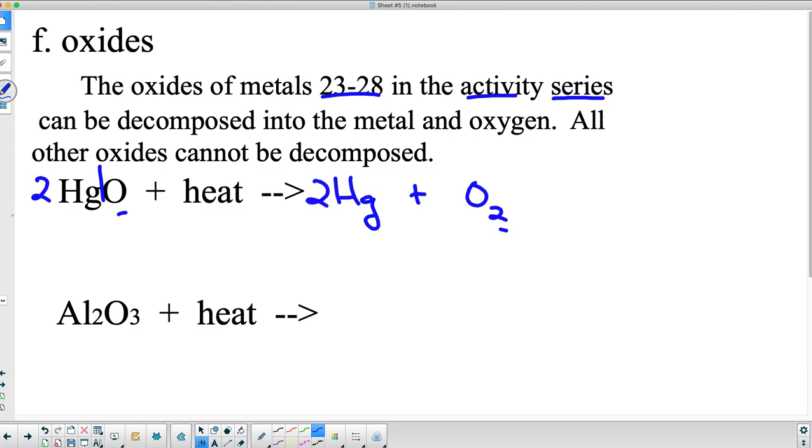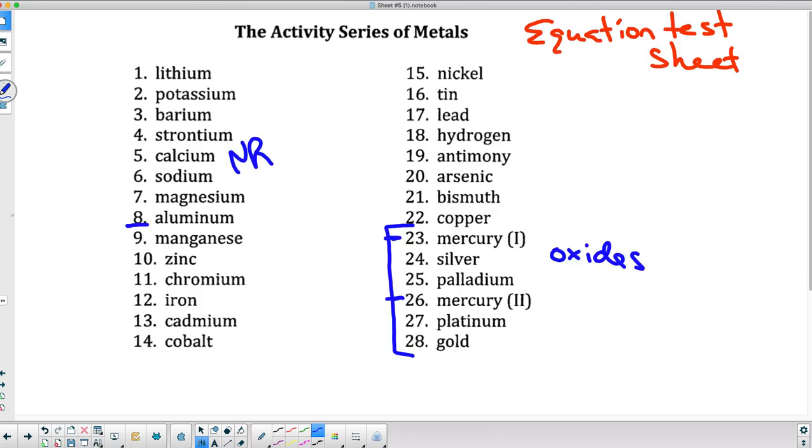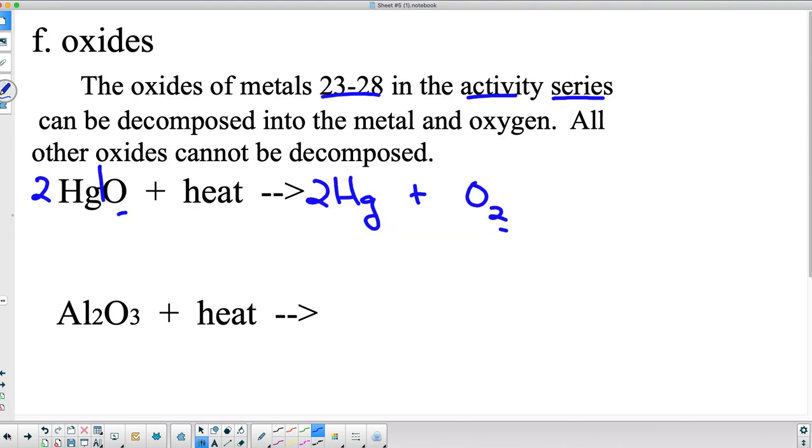Okay, now this one is aluminum. If you remember, aluminum is not from 23 to 28, it's number 8, so it's actually fairly reactive, which means that this is a no reaction. And that's how you do that.